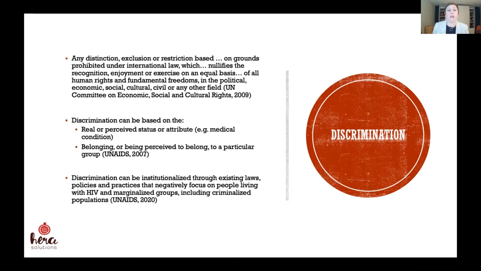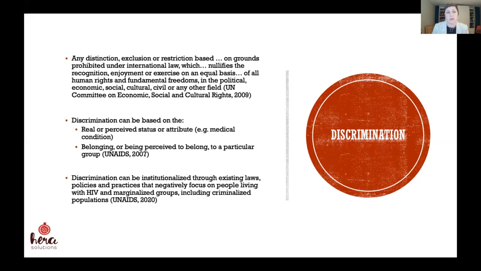So, stigma and discrimination are often combined together as if they're one and the same, but they are actually distinct concepts that need to be distinguished in order to successfully respond to reduce them. Discrimination is defined by the UN Committee on Economic, Social, and Cultural Rights as any distinction, exclusion, or restriction based on grounds prohibited under international law, which nullifies the recognition, enjoyment, or exercise on an equal basis of all human rights and fundamental freedoms in the political, economic, social, cultural, civil, or any other field.